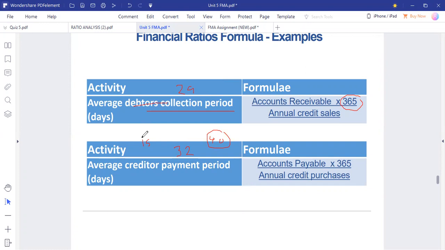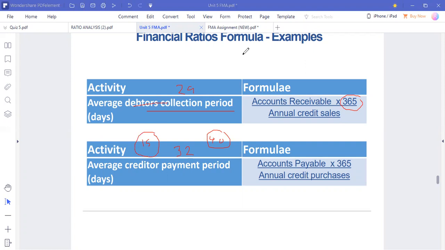Okay, so if you pay too early, again it becomes a disadvantage to the business because you deprive them of easy sources of finance. So do we ignore the cash sales and purchases if given?